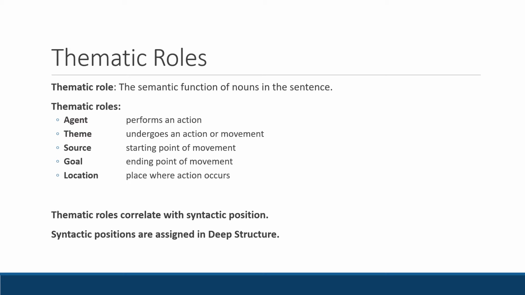Thematic roles are the semantic function of nouns in the sentence, with relation to the verbs. Different thematic roles are: agent, that performs an action; theme, which undergoes an action or movement; source, the starting point of movement; goal, the ending point of movement; and location, the place where the action occurs. Now there are more roles and a lot more to semantics than what we'll address in this video, which is fine because this is just an introduction to linguistics course, not a complete introduction to semantics course.